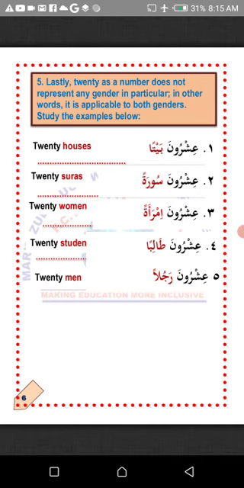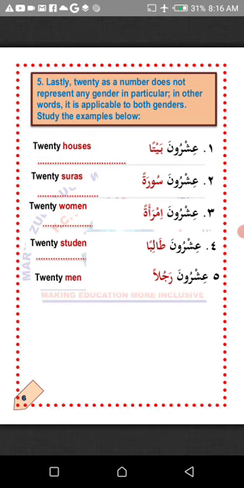Wahid number 1. Ishiruna Baytan, 20 houses. Thalathuna baytan, arbauna baytan, khamsuna baytan, situna baytan, sabuna baytan, thamanuna baytan, tisuna baytan. The same principle is applicable.